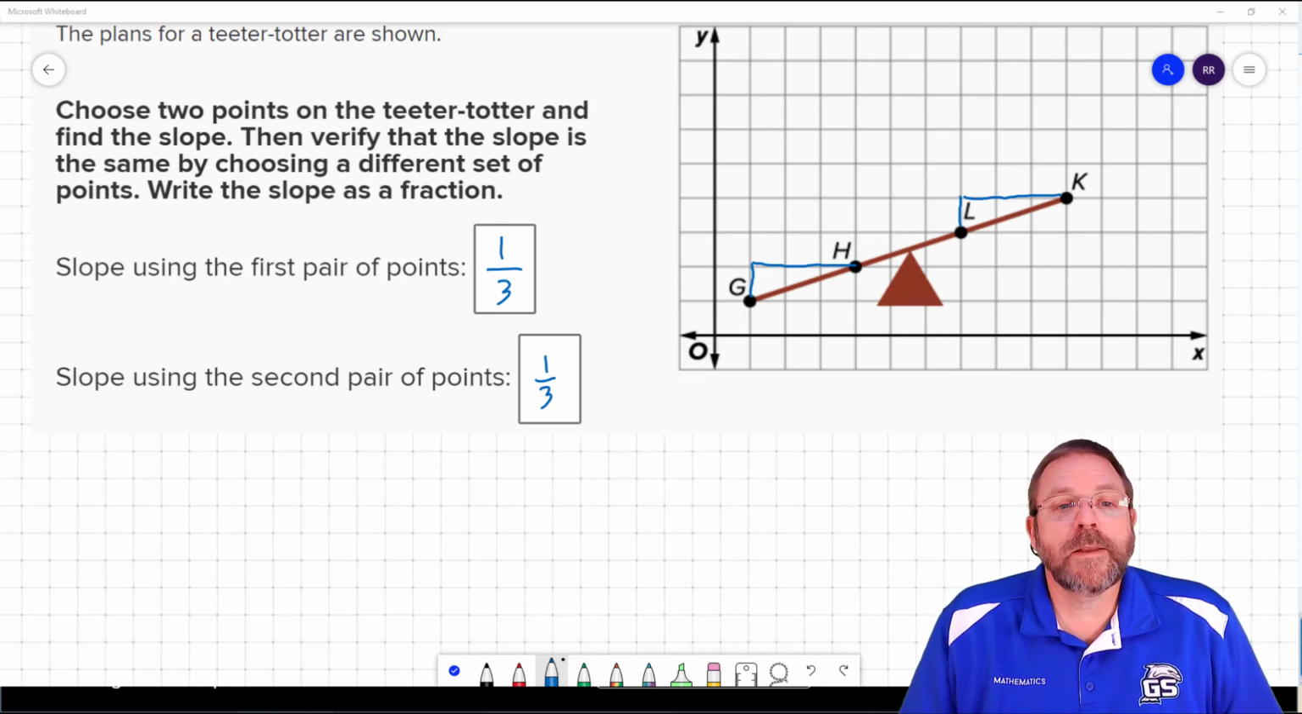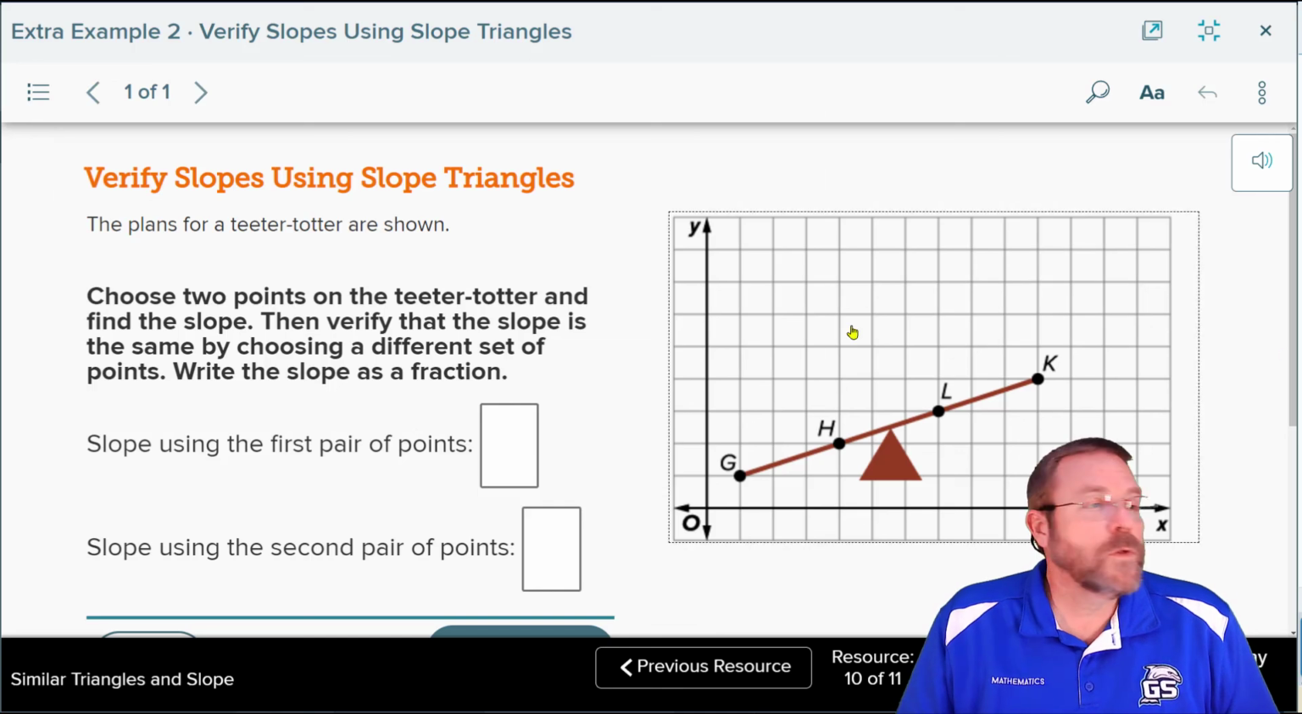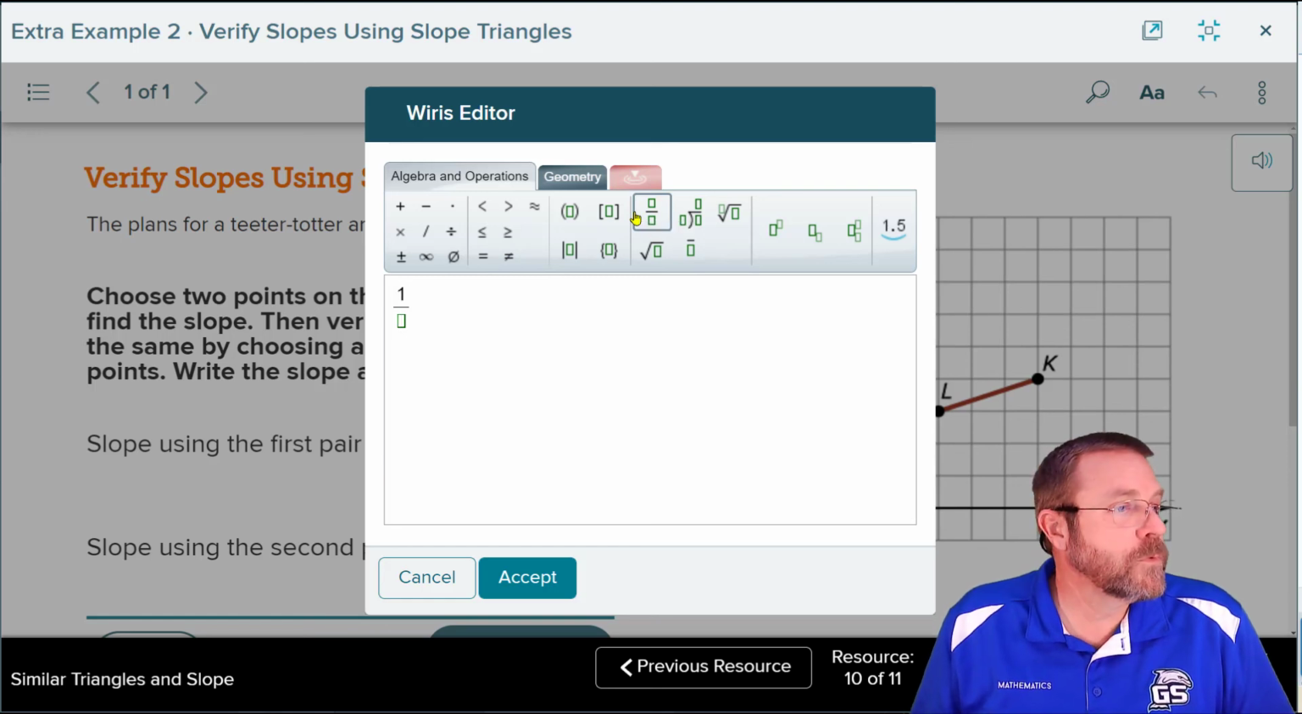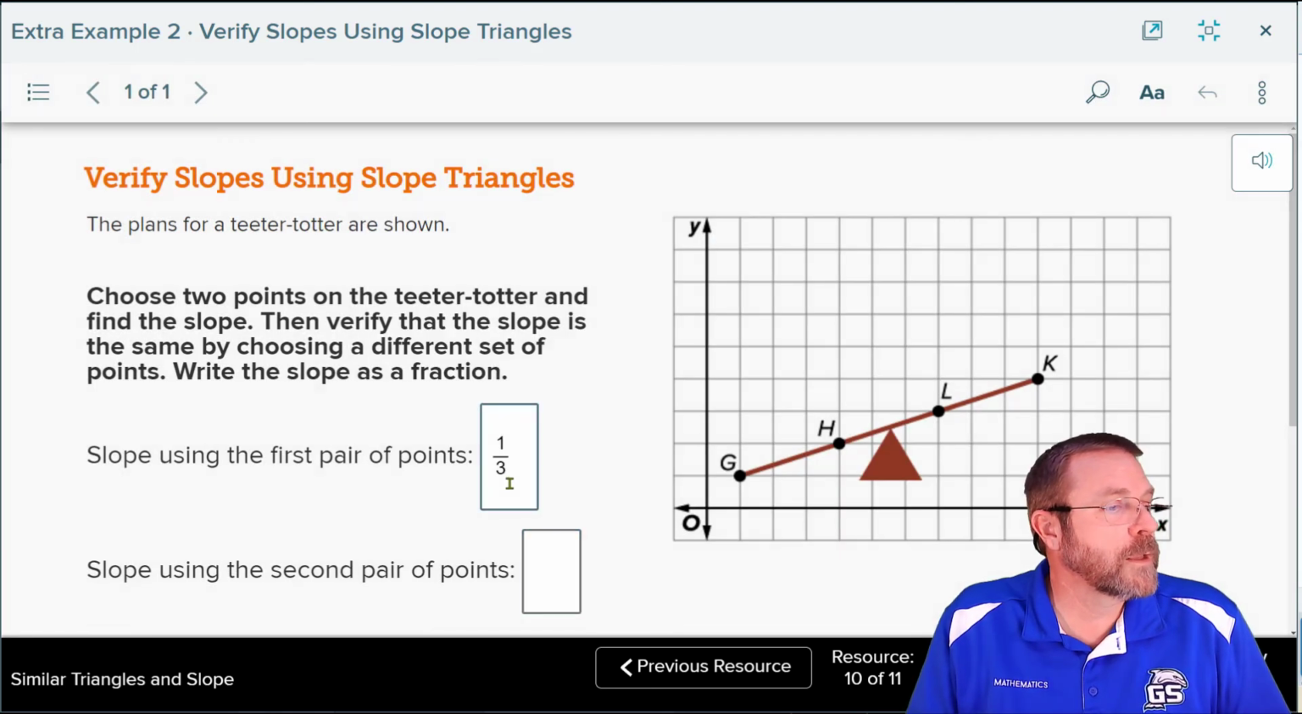Anywhere along that teeter-totter you go, you're going to get a slope of 1 to 3 until some big kid sits down on the other side and launches a poor little tiny thing off into the sky, and they go and touch the moon and whatnot.